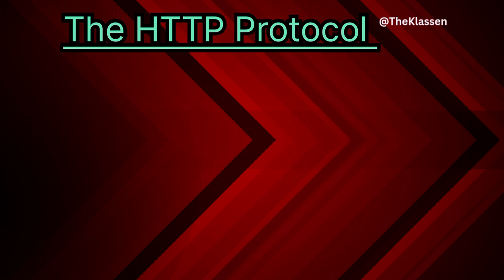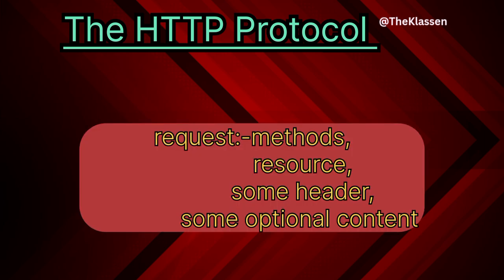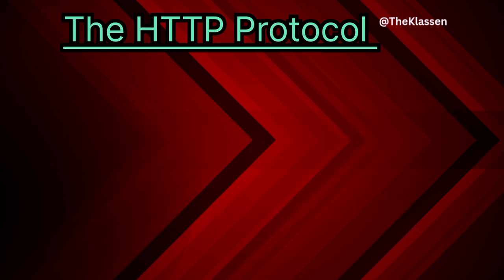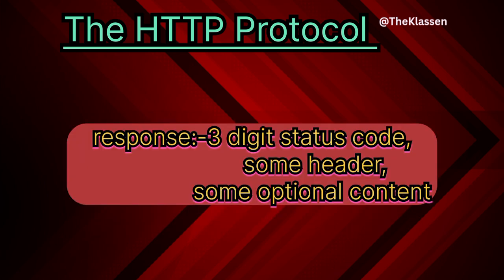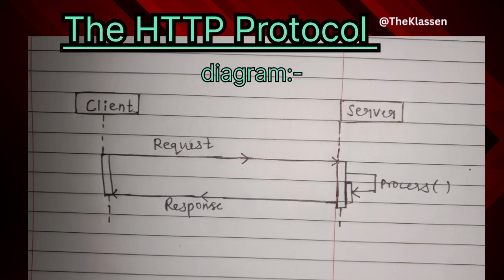HTTP is a stateless request-response protocol where a client requests information from a server and the server responds to these requests accordingly. A request is basically made up of a method, a resource, some headers, and some optional content. A response is made up of a 3-digit status code, some headers, and some optional content. This can be observed in the following diagram.